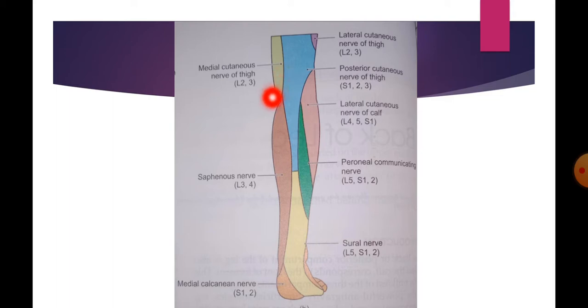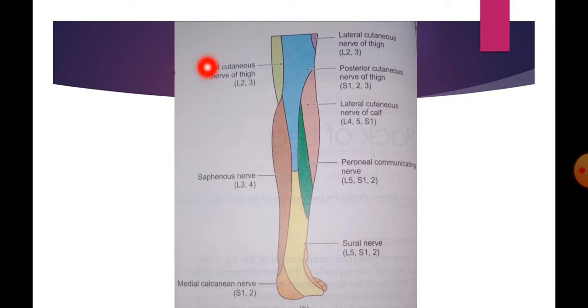It pierces the deep fascia on the medial side of the knee between the sartorius and the gracilis. Then it descends very close to the great saphenous vein and it supplies the skin of most of the medial area of the leg and the medial border of the foot up to the ball of big toe.